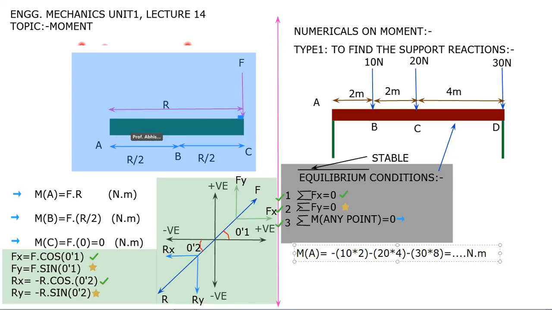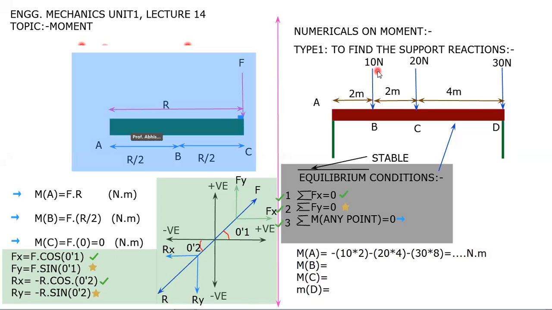If you have calculated the answer, you can write it in the chat box. Similarly, you can also find the moment at the point B, the moment at the point C, and the moment at the point D. All these things you can find, and you will get the answer in the same unit, that is the Newton meter.